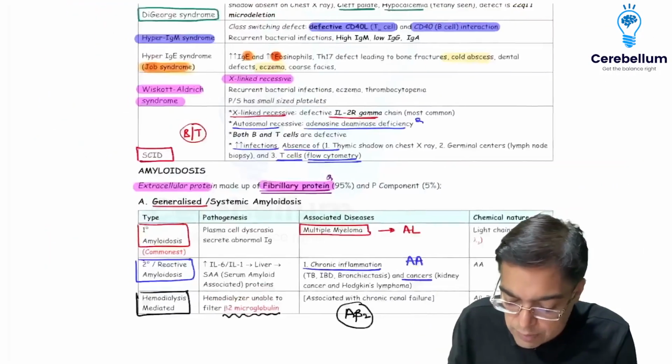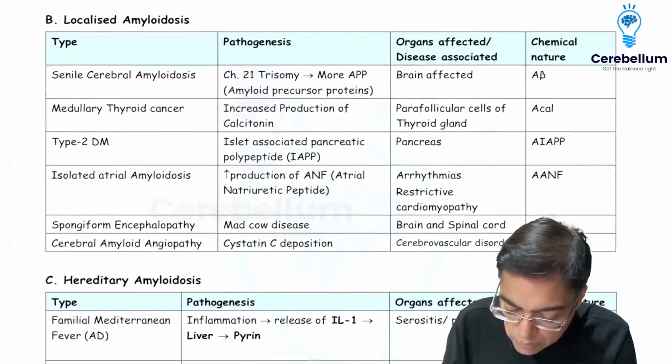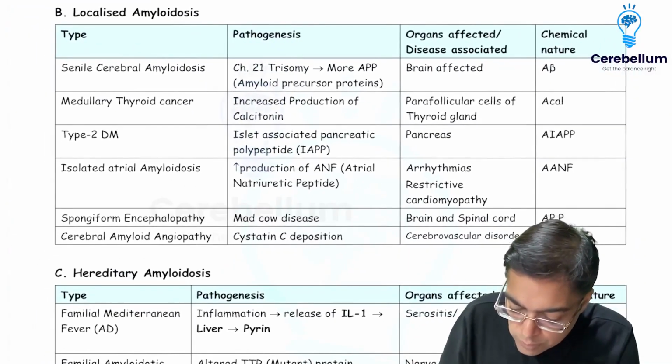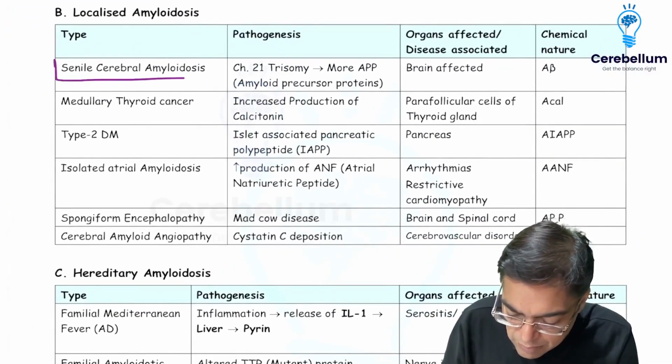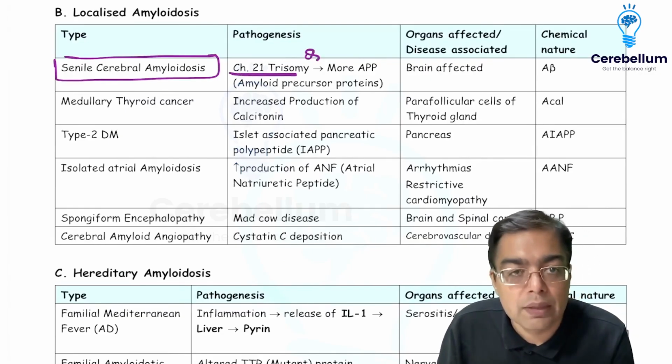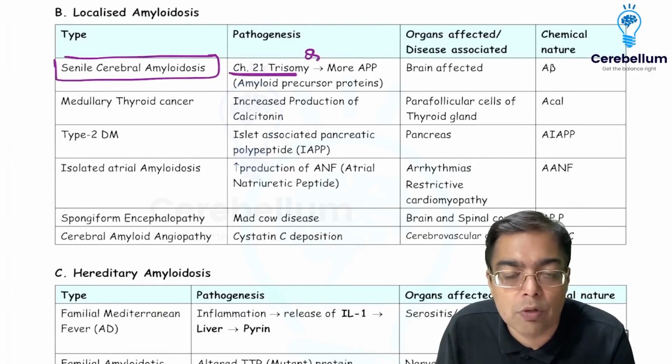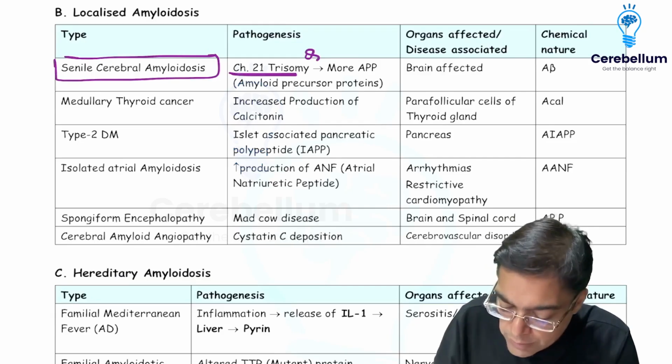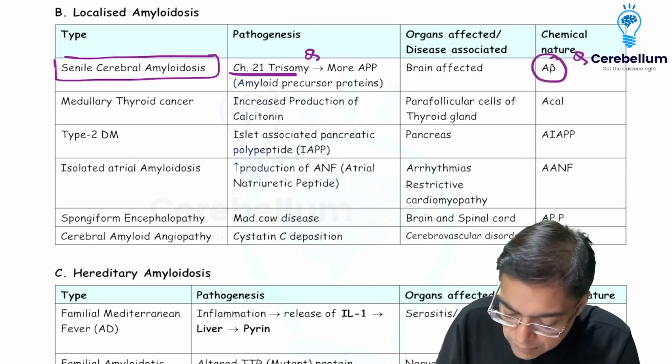That's about generalized amyloidosis. Having a quick recap about localized amyloidosis, the examples could include conditions like senile cerebral amyloidosis, that is associated with Alzheimer's. The association is with amyloid precursor protein that is responsible for the formation of amyloid beta plaque, and the chemical nature of the amyloid is A beta.